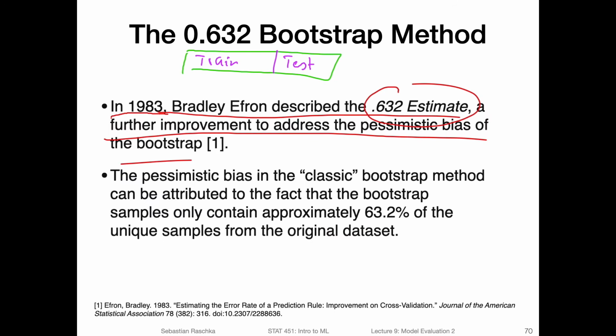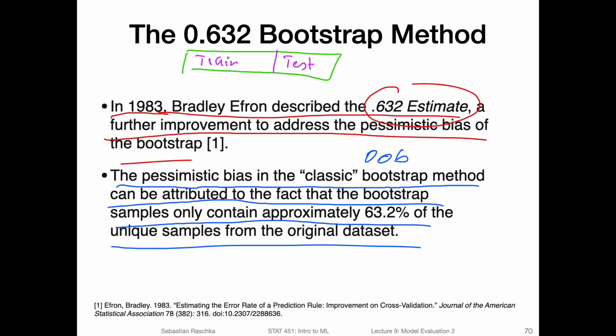So to address this pessimistic bias, Efron suggested this 0.632 estimate. And here I also just want to mention that the pessimistic bias in the classic Bootstrap method, the out-of-bag Bootstrap method, can be attributed to the fact that the Bootstrap samples only contain about 63% of the unique samples from the original dataset. So in fact, when we do the Bootstrap sampling into a Bootstrap sample and the out-of-bag sample, only 63.2% of the data points in the Bootstrap samples are unique.